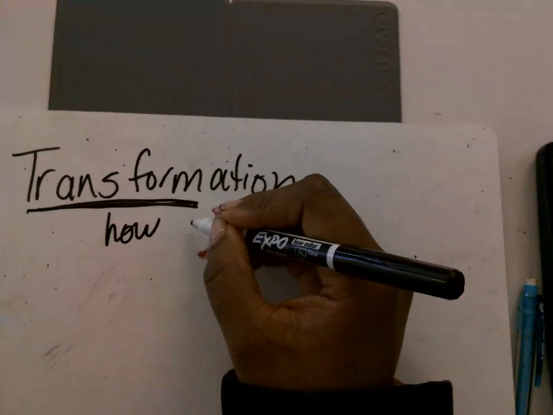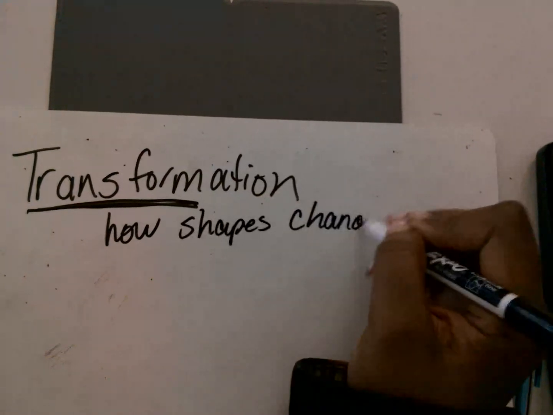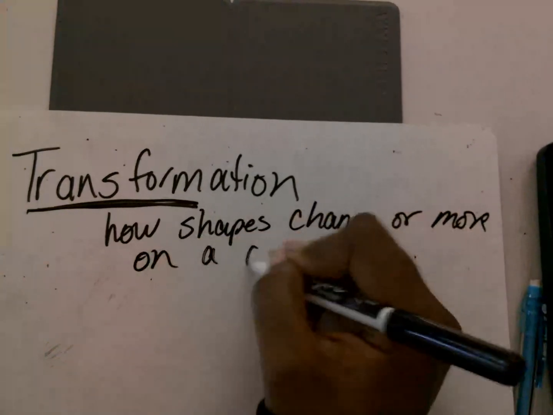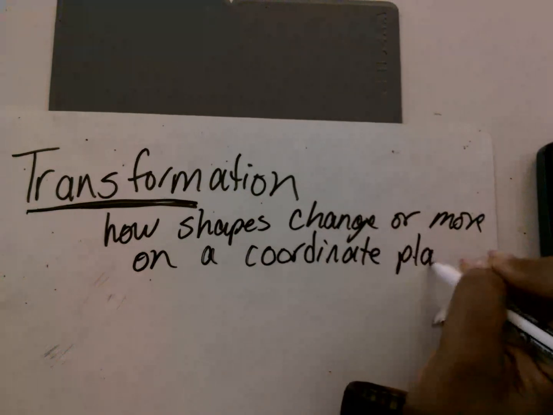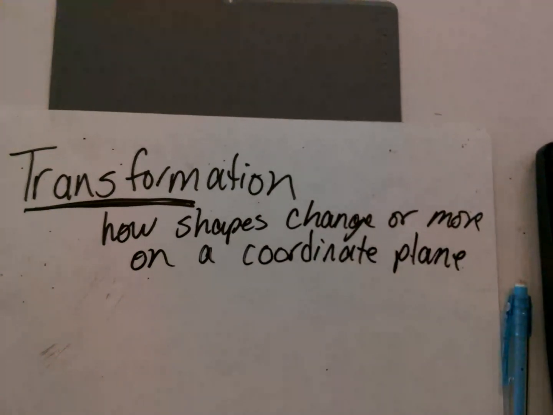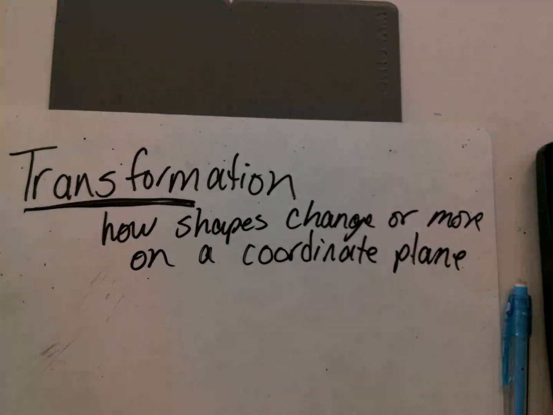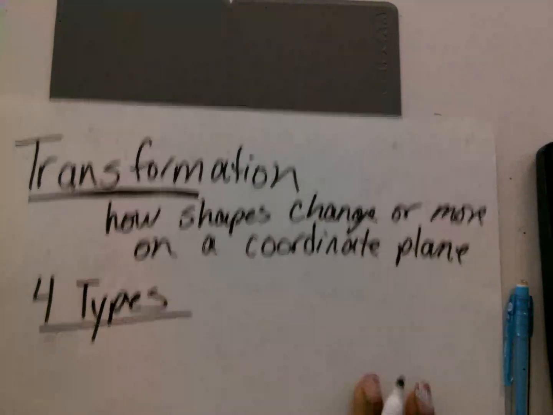How shapes or objects change or move on a coordinate plane. Some of us are visual. It helps to write and see it. Okay? Some of us are kinesthetic. For visual, it's my voice. All right, so here we go. There are four types. We're going to talk about those.